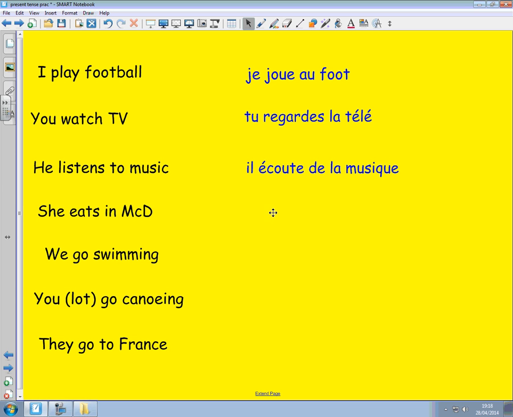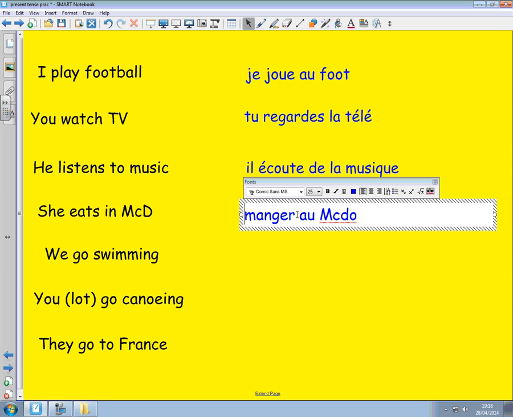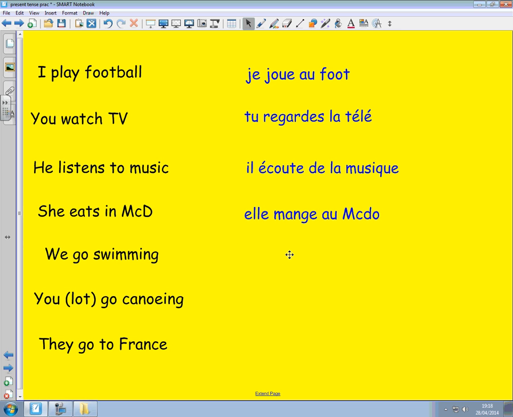Brilliant. So, she eats in McDonald's. Let's find the infinitive, manger. Find the stem, get the person, and add the ending. You just got to be careful with manger, especially when you're working in the nous form. You actually keep that E because it makes the pronunciation correct.